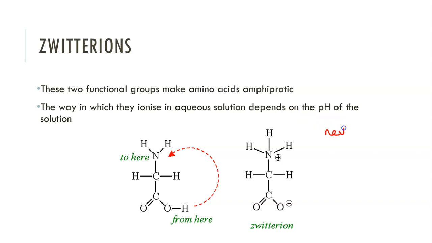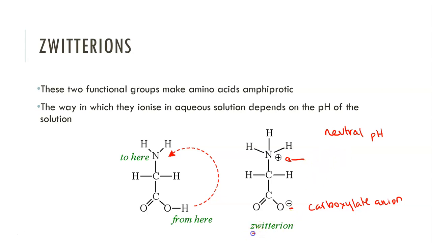At neutral pH, we can see the proton jumping from the carboxyl down to the amino group. This means that we end up with a negative charge forming on the carboxylate anion, and then the positive charge forming up here on the protonated nitrogen. Okay, so these charges are important.